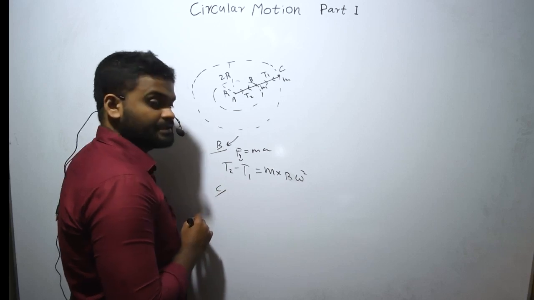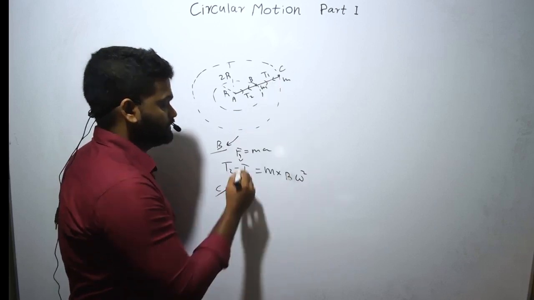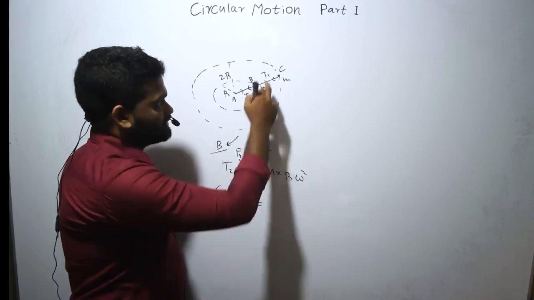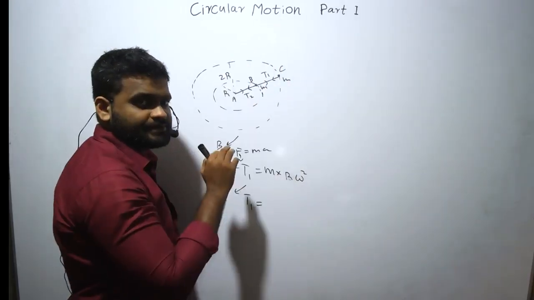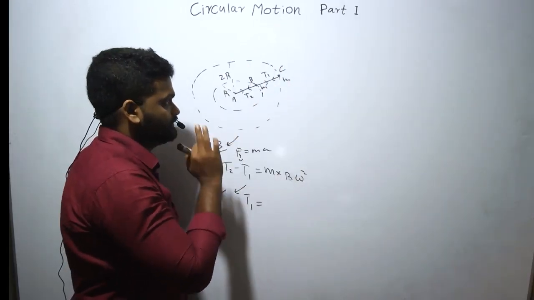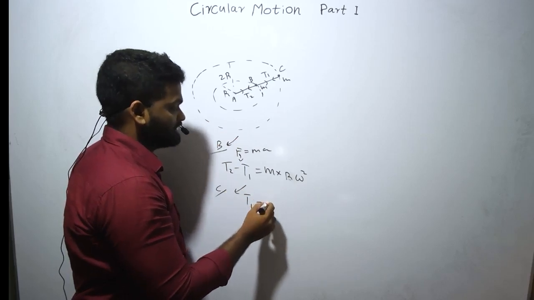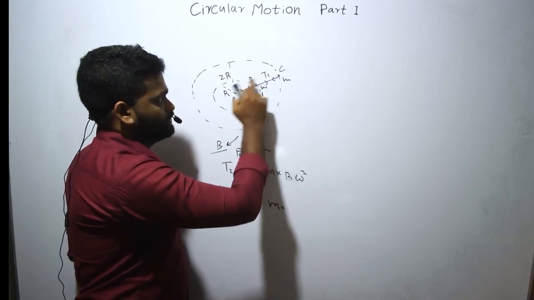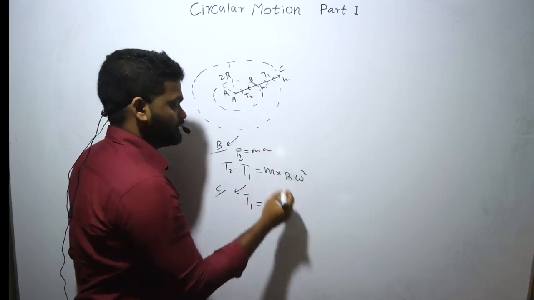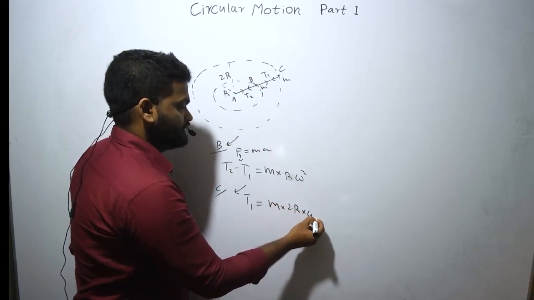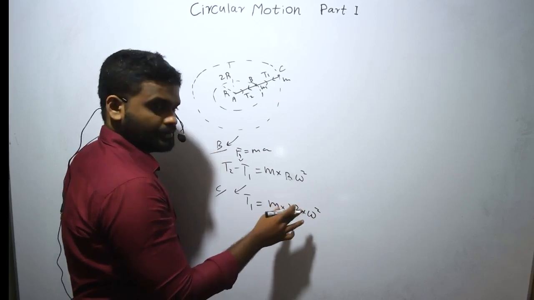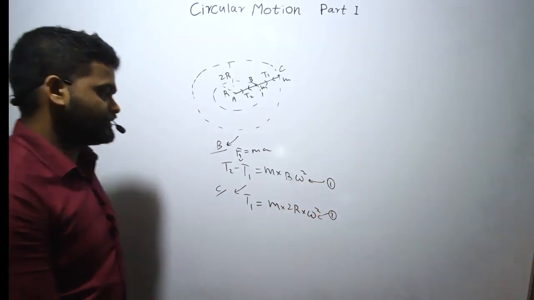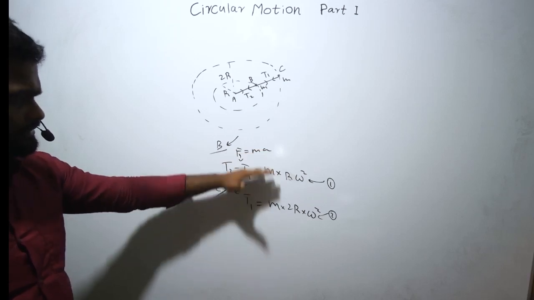Then let's see for C. What do you have? Towards the center, we have only T1, right? There are no other forces acting on this. T1. So the mass m, acceleration, now the radius is 2r, right? Not r, the radius is 2r. And we have the same omega. Got it? So this is the first equation. Then you have the second equation. Then you can simplify this.